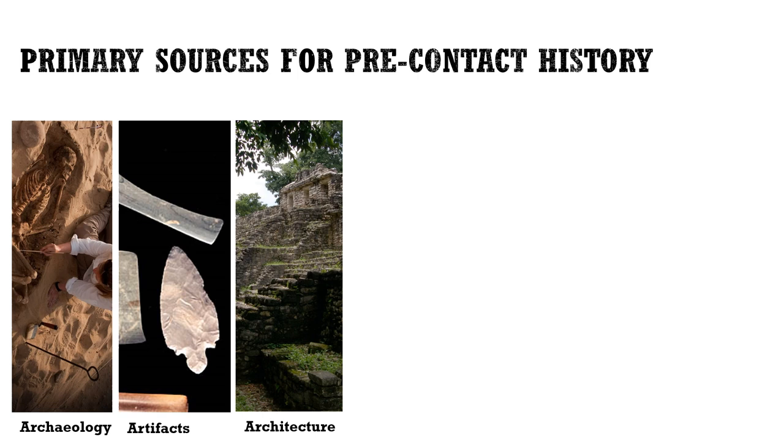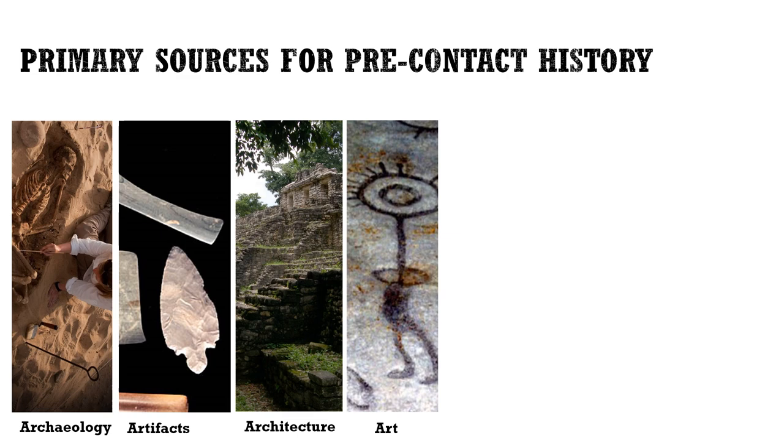Art, of course, is an important primary source for all human cultures everywhere. And of course, for Indigenous cultures that lived in Canada prior to first contact, there is a wealth of surviving art that we can look at, which reveals lots about a culture. And sometimes this art can be incredibly old. So for example, in Peterborough, Ontario, which is about a 2.5-ish hour drive from Brampton, there are rock paintings that were done thousands of years ago by Indigenous people who lived in the area. So art can be a very important primary source.